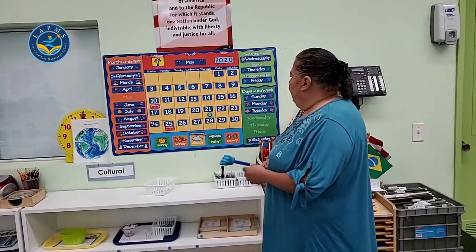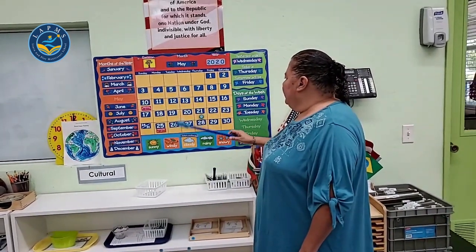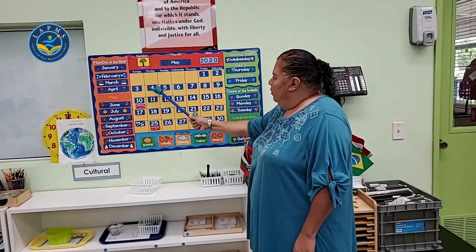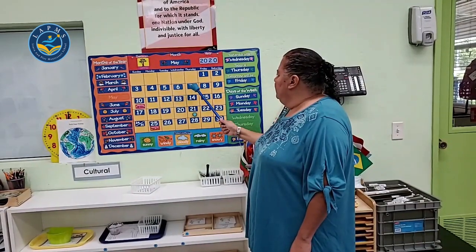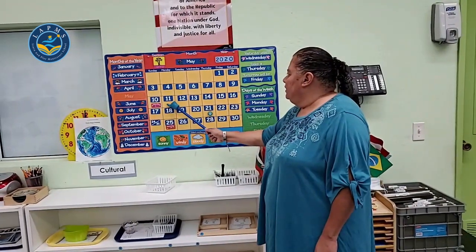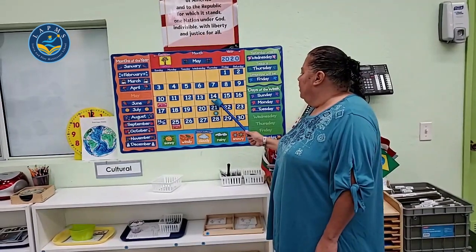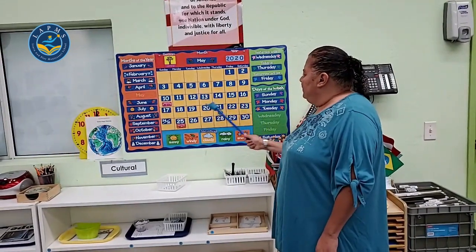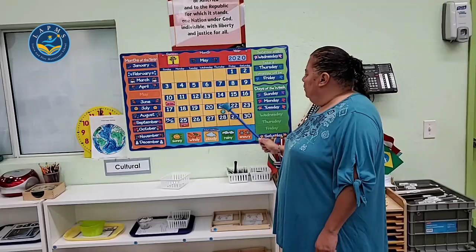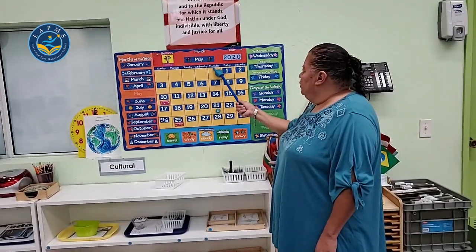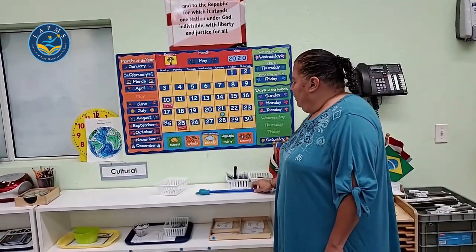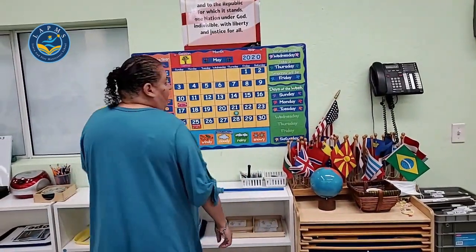Okay, can we count today? Let's count in Spanish today. Ready? Uno, dos, tres, cuatro, cinco, seis, siete, ocho, 9, 10, 11, 12, 13, 14, 15, 16, 17, 18, 19, 20, 21. So today is Thursday, May 21st, 2020.